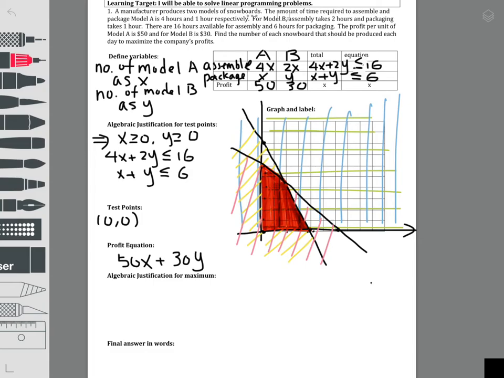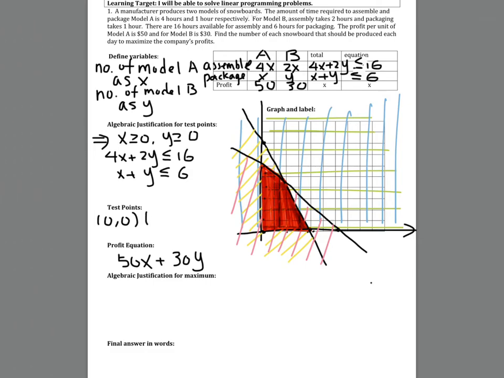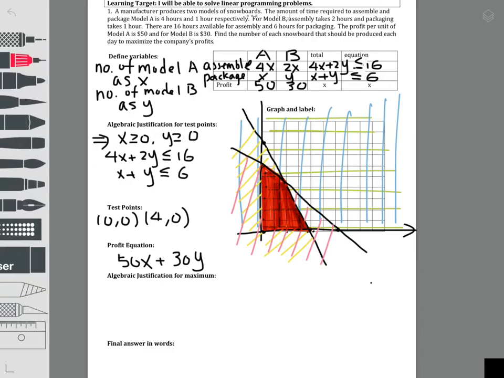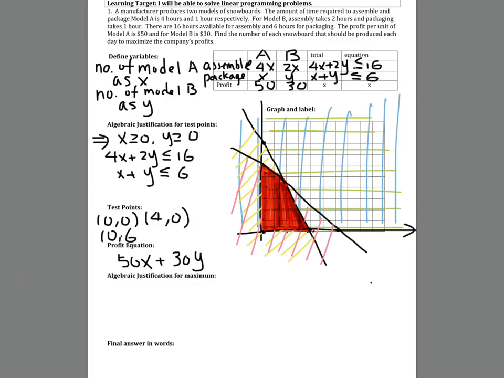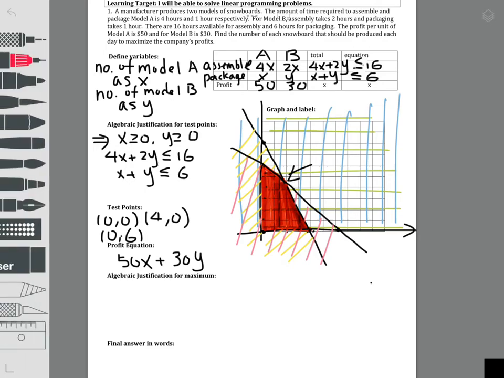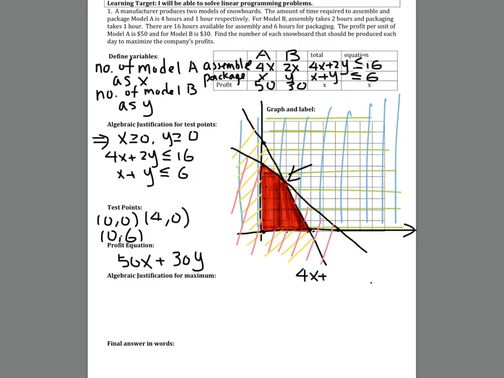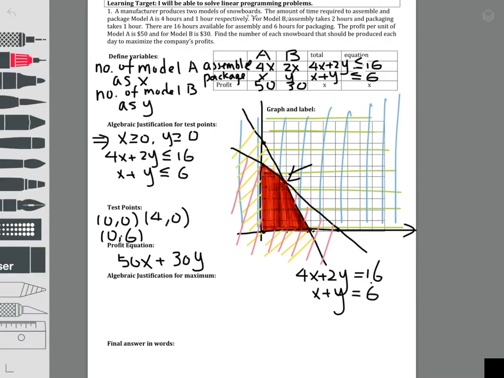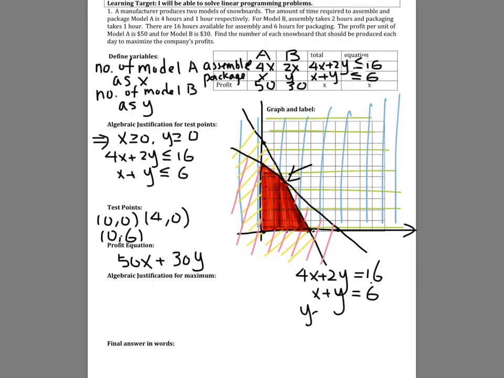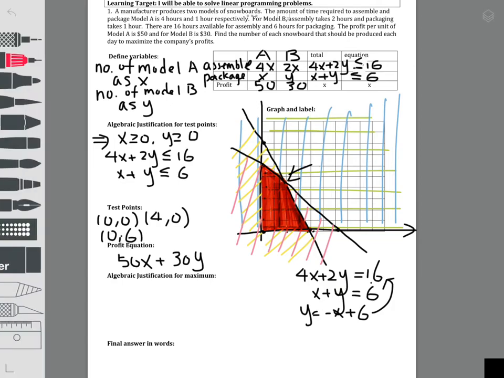So which is 4, 0. And then this is going to be the y-intercept for x plus y equals 6, which is 0, 6. And then this point, I would have to use the calculation. So between 4x plus 2y equals 16, and then x plus y equals 6, using the substitution, I know y equals negative x plus 6. So I'm going to plug it into the first equation.